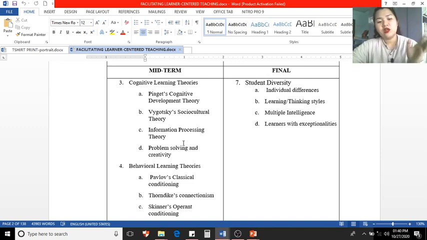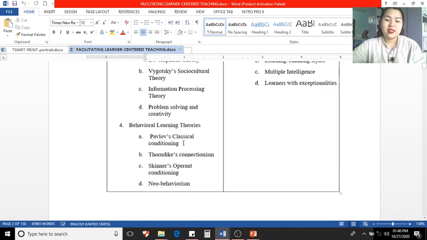For Chapter 3, we have the different cognitive learning theories. There are 4: Piaget's, Vygotsky's, together with George Miller's, and problem solving and creativity. For Chapter 4, the behavioral learning theories: Ivan Pavlov's classical conditioning, Thorndike's, Skinner's, and the neo-behaviorism, we have 2. Meron tayong latent or purposive learning theory. Then we also have the social learning theory, di ba? More on observation.